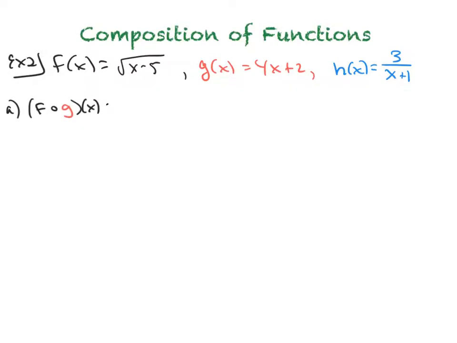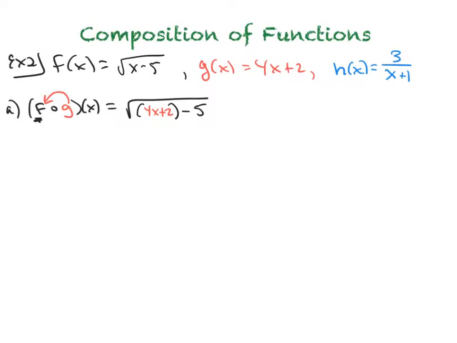Okay, here's how I like to do these. I start with my first function, f of x. So f of x is the square root of x minus 5. And I write that function, except everywhere I have an x, I replace it with parentheses. Now, remember what composition meant: take your second function and plug it into your first function in place of the x's. So if I've written out my first function with parentheses instead of x's, then I can take the second function, which is g, 4x plus 2, and put it into those parentheses. 4x plus 2.